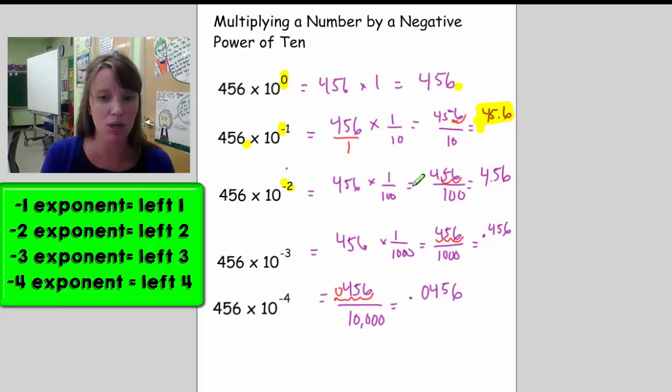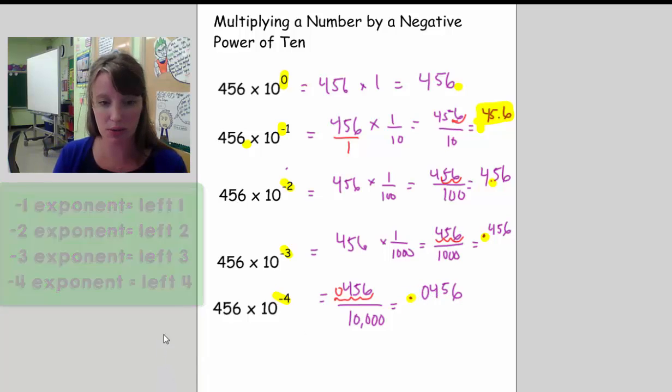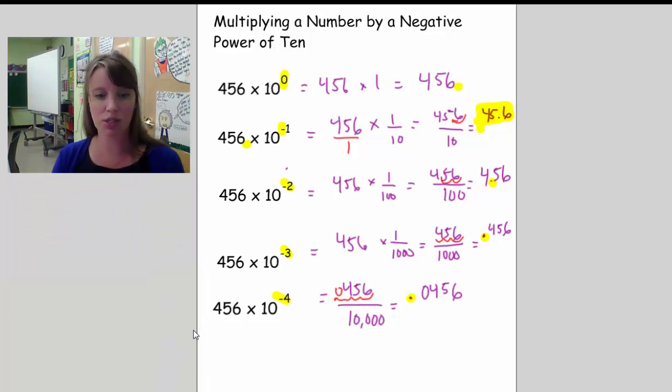If it's -2, it's going to be 2 to the left. If it's -3, it's going to be 3 to the left. And if it's -4, it's going to be 4 to the left of where it originally started. All right. So we're going to use that understanding when we talk about scientific notation.